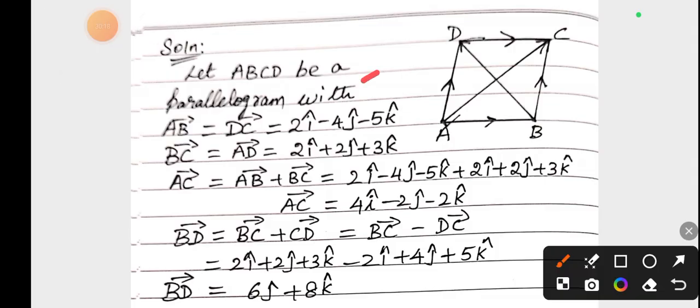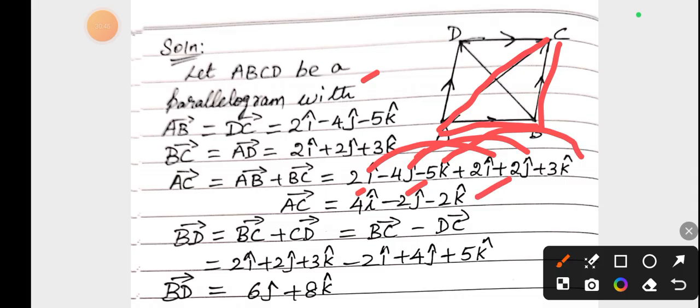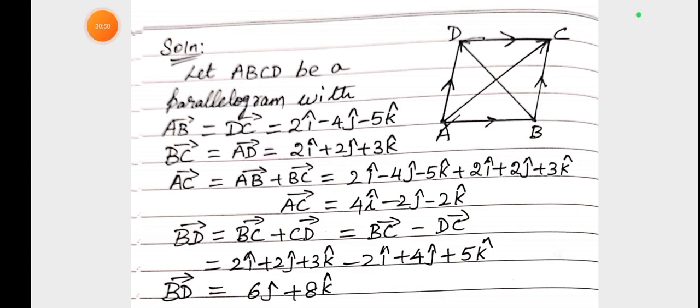with AB and DC the same, and BC and AD, you can see from the arrows in the diagram. So we want to find AC. Why, sir, are you finding AC? Because they are talking about the diagonal. AC vector equals, by using the triangular law of vectors, AB plus BC. Both you add, children. 2i plus 2i is 4i, minus 4j plus 2j is minus 2j, minus 5k plus 3k is minus 2k. Then you can go for BD.